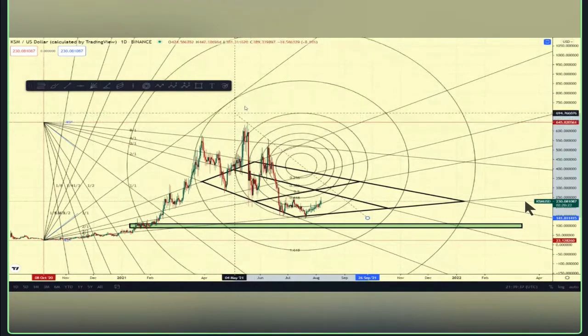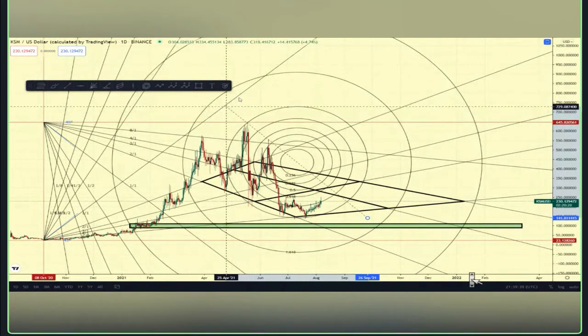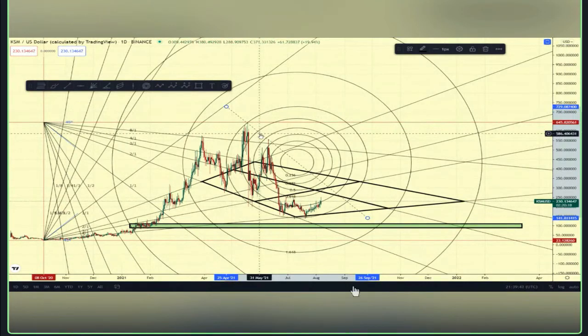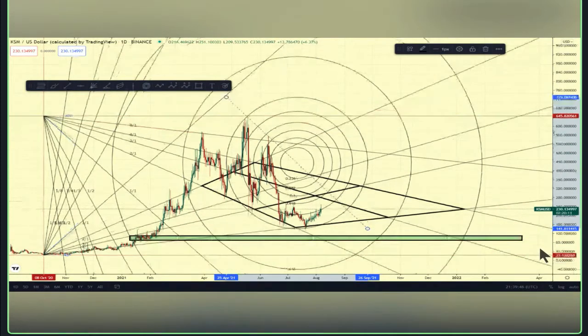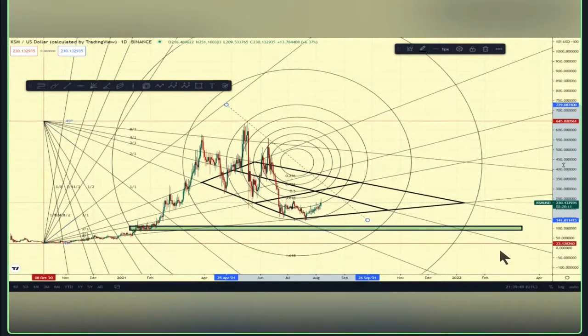Okay, so this circle. I'm just going to recap. We are not on the log scale. We can zoom in and zoom out the way we like. It doesn't matter.